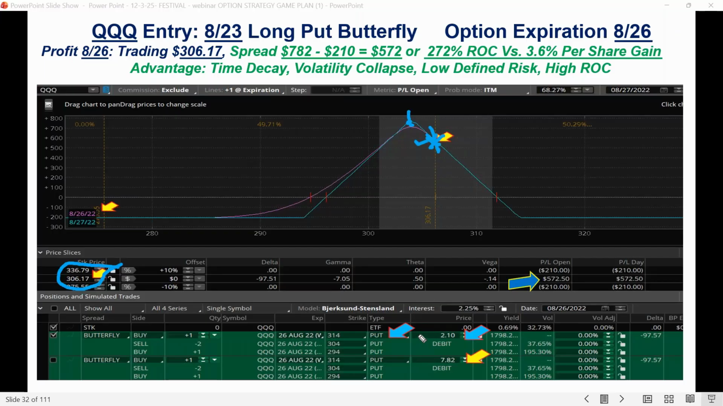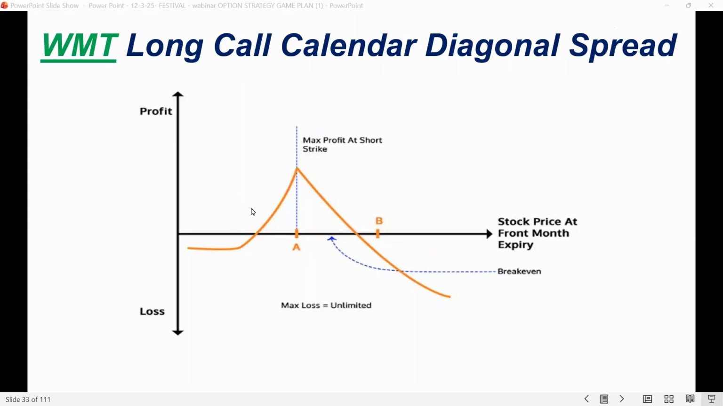So the spread went from 210 to 782. There's our profit: the spread at 782 less our cost, a profit of $572. That's one spread. If you did 10, over $5,000. A 272% return there, much better than if you did the shares, right? If you did the shares and you hit this point, you made 3.6%. So time decay is in your favor, your advantage, volatility collapse, and very high return on your capital at risk. So that's an example there.